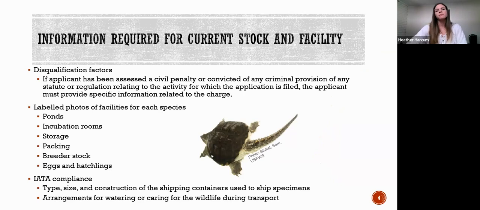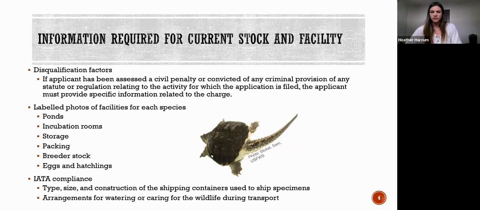We ask our applicants to provide us with information on the legal acquisition of both their current stock and what's actually being requested for export, whether that be hatchlings or something that was harvested from the wild that they're looking to export from the United States in their facility. And then we also ask them questions about the parental stock if they were bred in captivity.